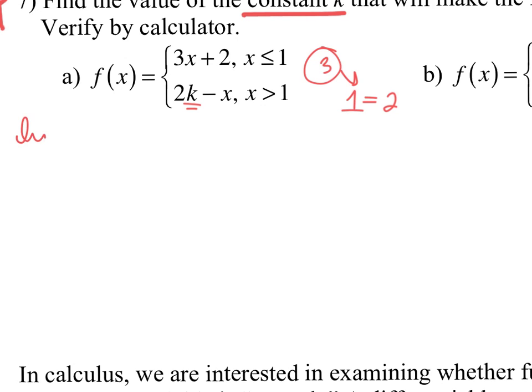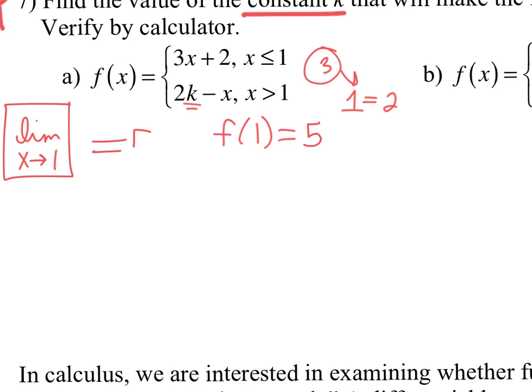So we need to find those things. We need to find the limit as x approaches 1, and we need to find f of 1. And it's pretty easy to find f of 1 because I'm going to plug it right in here. This is x is less than or equal to 1. So f of 1 is equal to 3 times 1 plus 2, also known as 5. All right, so f of 1 is 5. That means in order to be continuous, this must equal 5. In order to be continuous, f of 1 is 5, so the limit as x approaches 1 must equal 5.